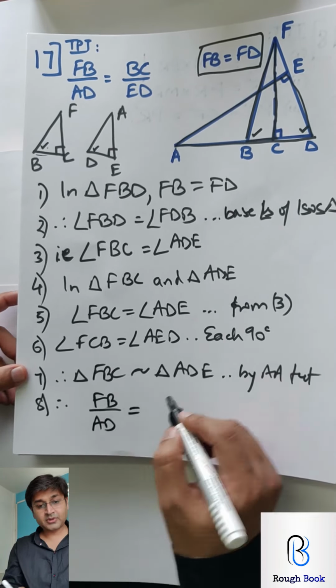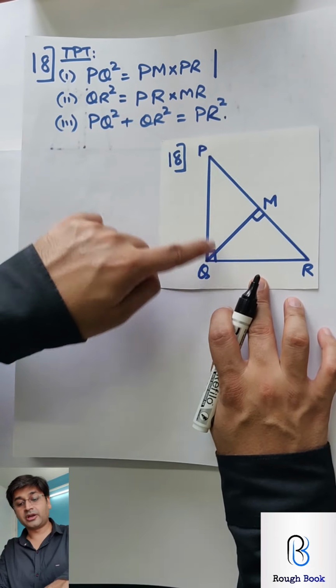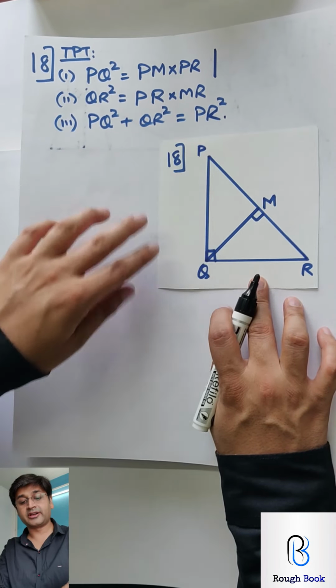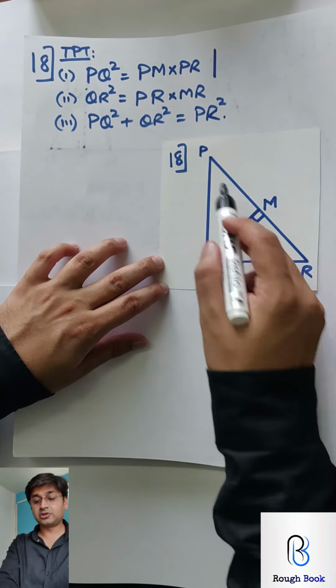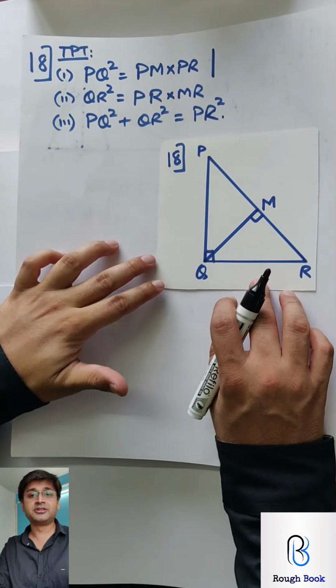Just look at this. First part, PQ square is equal to something, and PQ square plus QR square is PR square. What do you deduce from this? Have you heard this before? Pythagoras theorem.